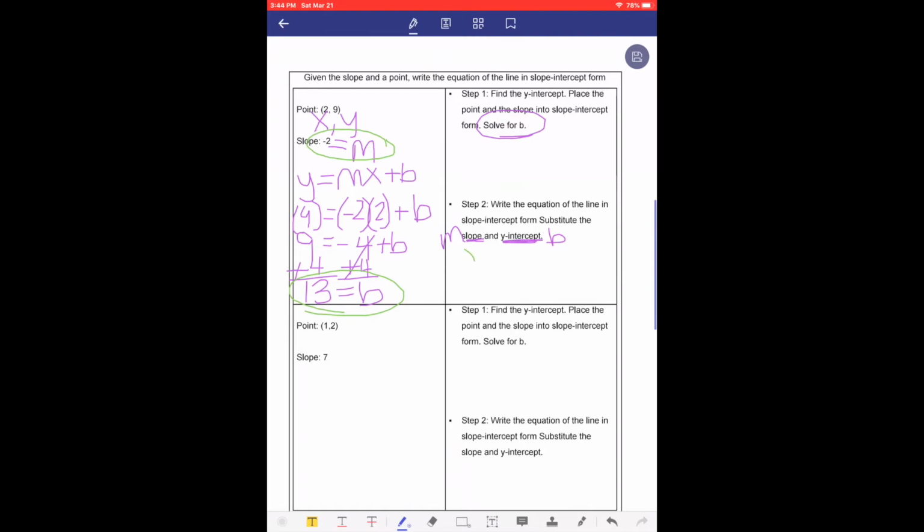So if my slope-intercept form is y equals mx plus b, I'm plugging in the m. Y equals the m we found to be negative 2, x, and that b was positive 13, so I'm going to write plus 13, and that is your equation of a line.